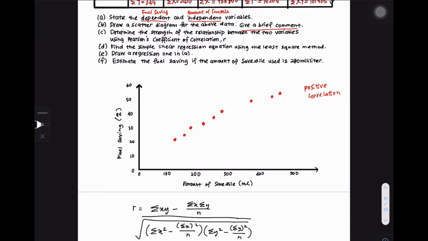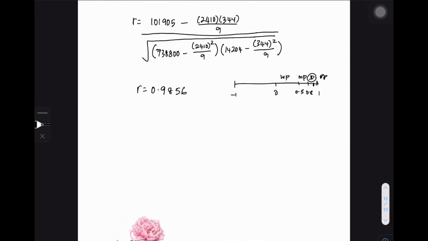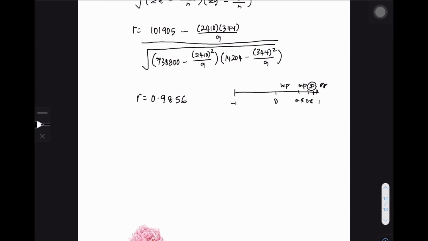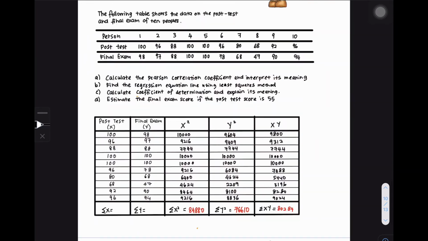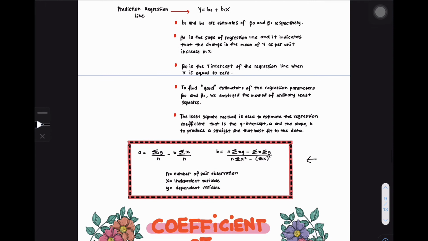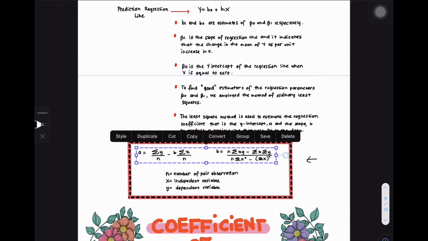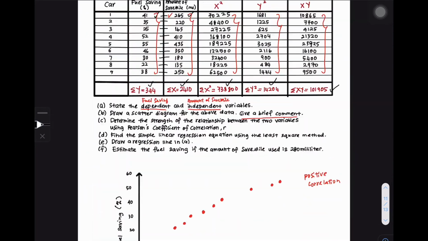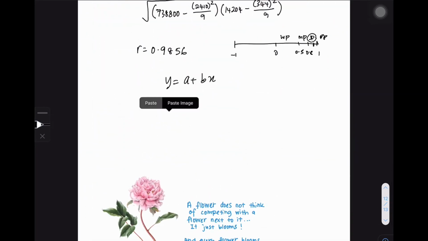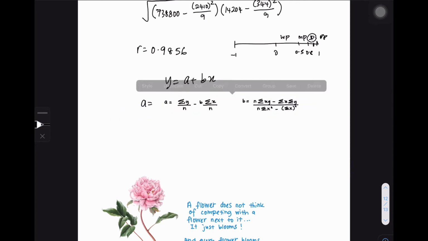And then kita cari, find the simple linear regression equation using the least square method. So remember contoh sebelum ni, untuk kita cari the linear regression equation adalah formulanya y equal to a plus bx. Okay, di mana formula of a kita ada dalam nota sebelum ni. Formula of a kita copy je. Okay, ni formula of a dan ni formula of b. Okay, so ini adalah menggunakan least square method. So formula of A kita ada this one dan formula of B kita ada this one.